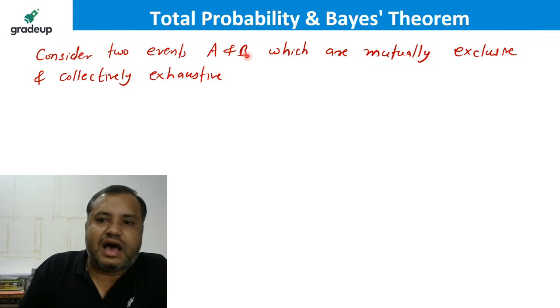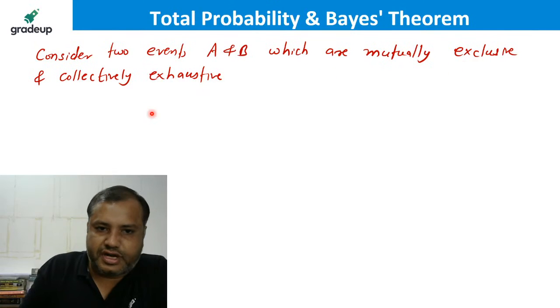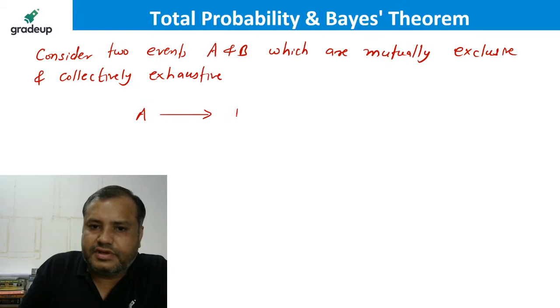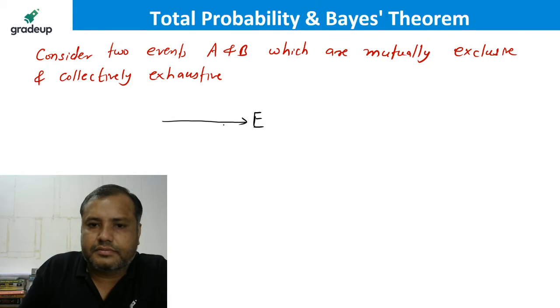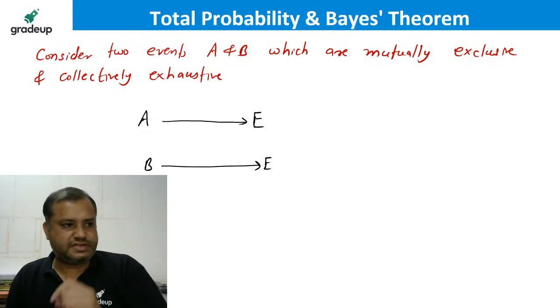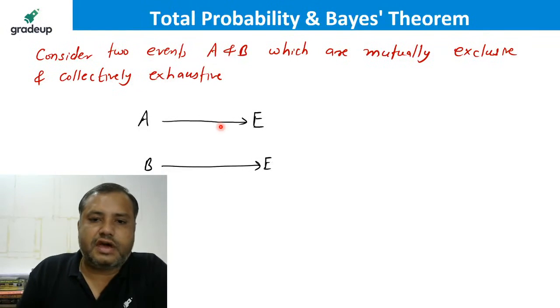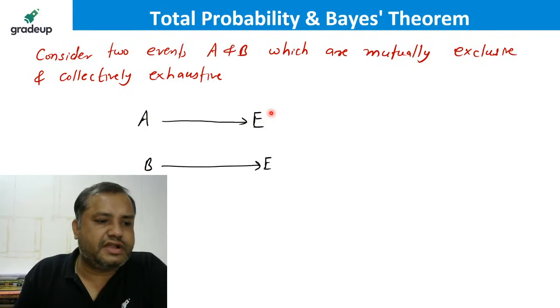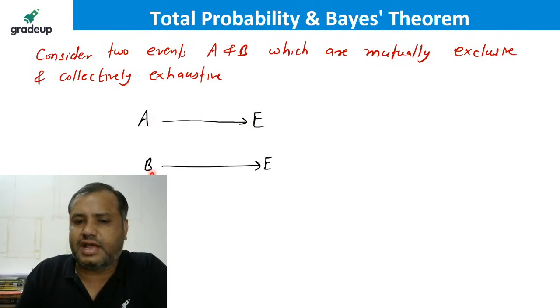Now, A and B are mutually exclusive and collectively exhaustive. It means we have two events A and B, and we have another event E which can occur either with the help of A or with the help of B.